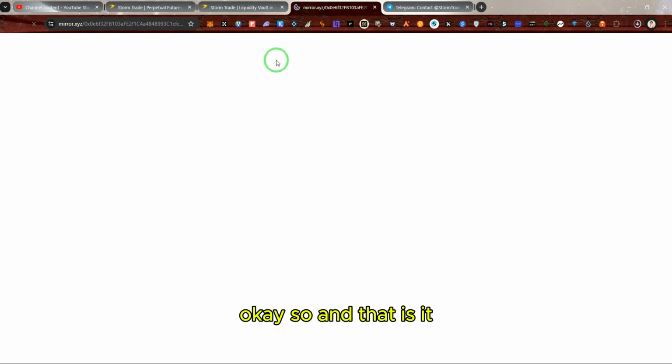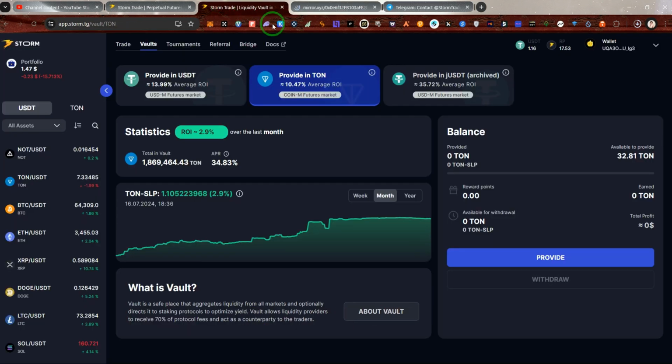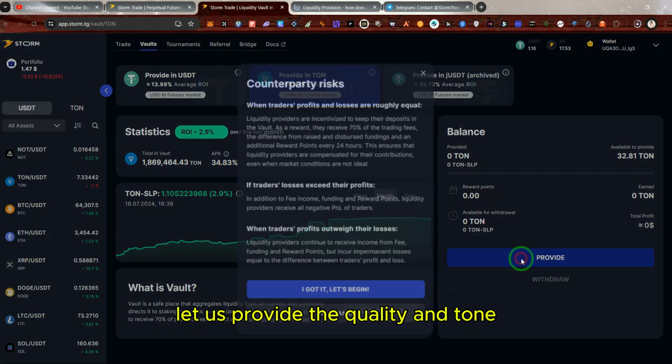Okay, and that is it. So let us provide some small liquidity. Since I don't have enough USDT, I'm going to use my TON. So let us provide liquidity in TON.